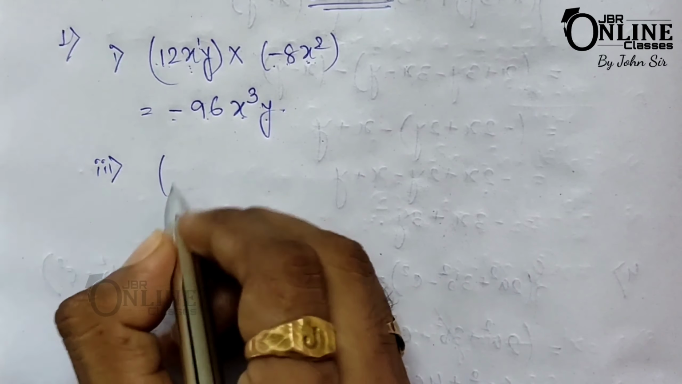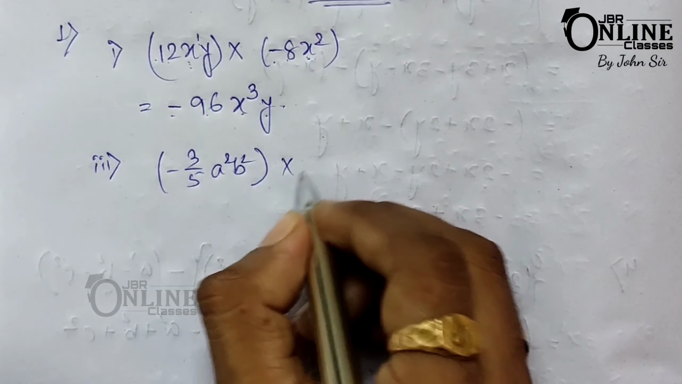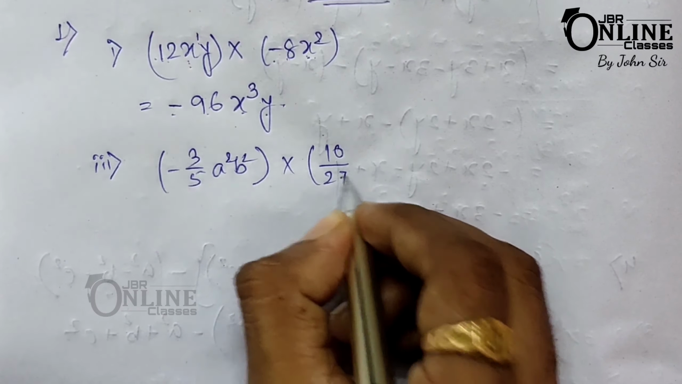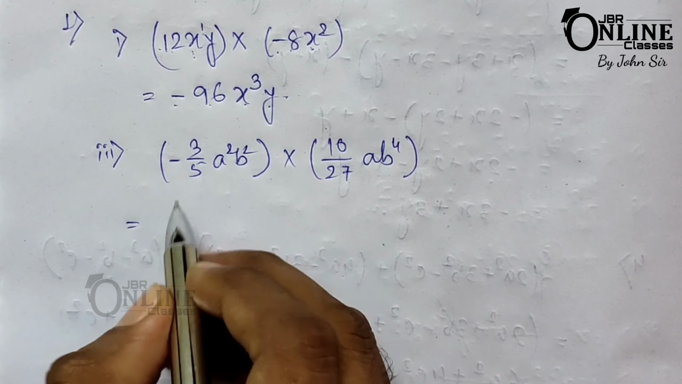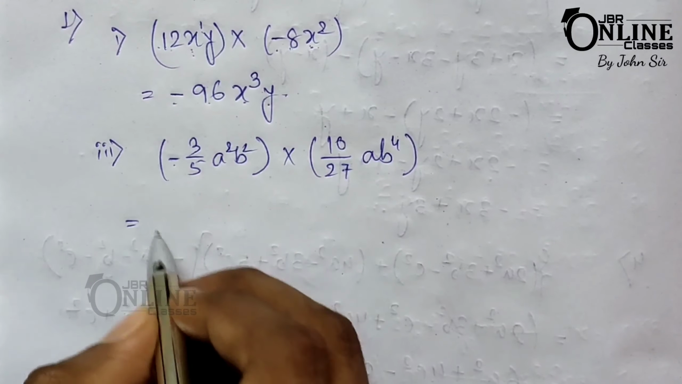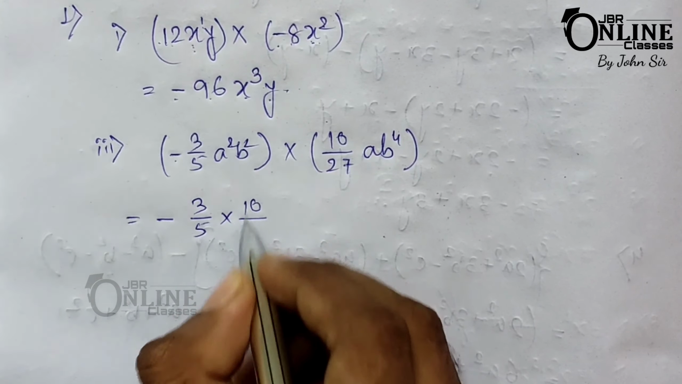Now number 3. In number 3, minus 3 by 5 a square b square multiply with 10 by 27 a b to the power 4. So first just write down the sign. So here minus, here plus, so the sign will be minus. Then next write down 3 by 5 into 10 by 7.